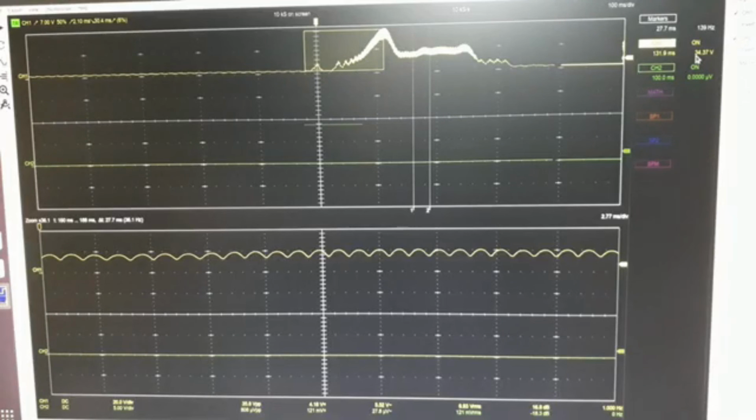So, kind of interesting. You can use a bipolar stepper motor as a generator if you rectify it, and you get surprisingly high voltage at low speed.